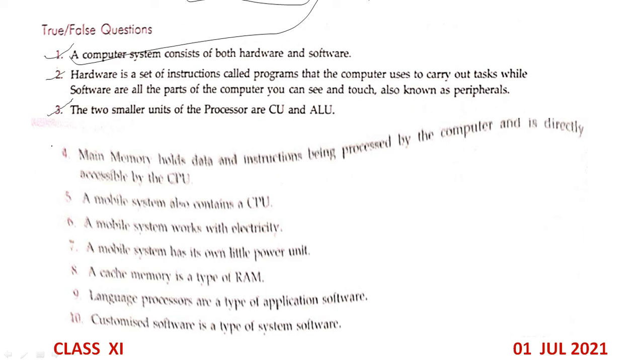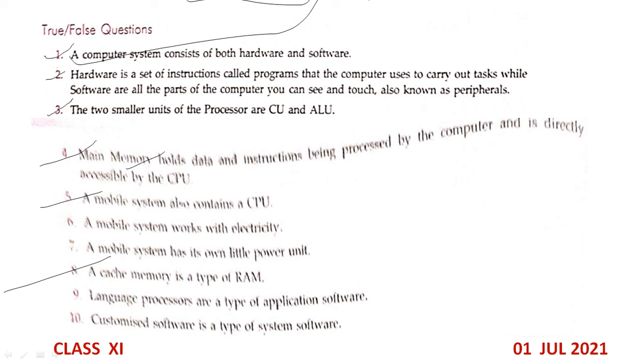Fourth one, main memory holds data and instructions being processed by the computer and is directly accessible by the CPU. It is true. Okay, question number 5, a mobile system also contains a CPU. 100% it is true.